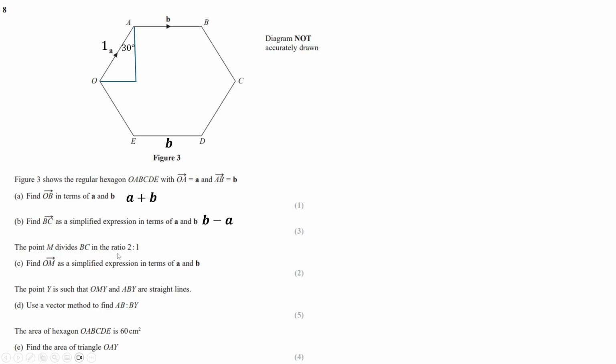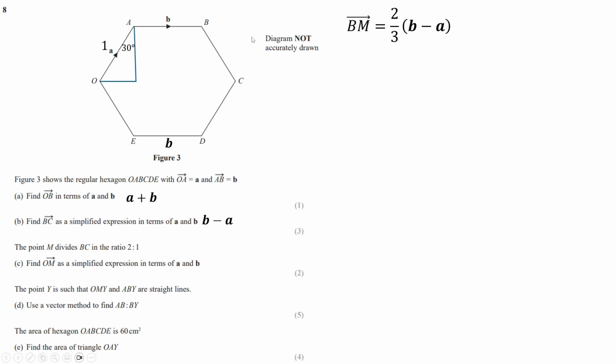The point M divides BC in the ratio 2 to 1. So, where is it? Okay, so BM is 2/3 of BC. Okay, and then we know that BC is B minus A.